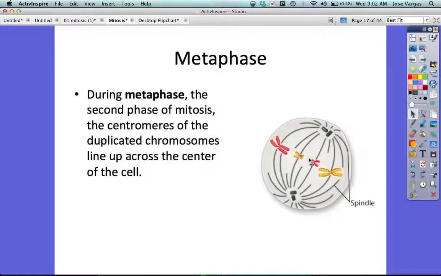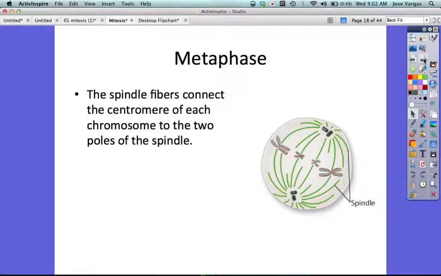Metaphase, for middle. So during the metaphase, the centromeres of the duplicated chromosomes line up in the center of the cell. It's in the middle. They're lining up. They're getting ready to be pulled. You can see the spindles are here at the centromere. The spindle fibers connect to the centromere of each chromosome to the two poles. So one is going to start pulling one chromosome apart, and this one is going to be pulling the other one on the opposite side.